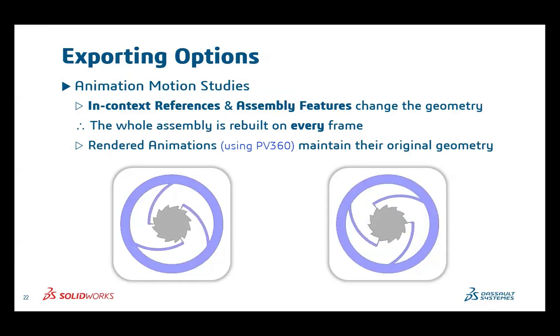Another example is this pull and ratchet mechanism you see on screen right now. And something else to note is that those animations, when you try to render them with PhotoView 360, for example, or SolidWorks Visualize, won't actually be rebuilt on every single frame.